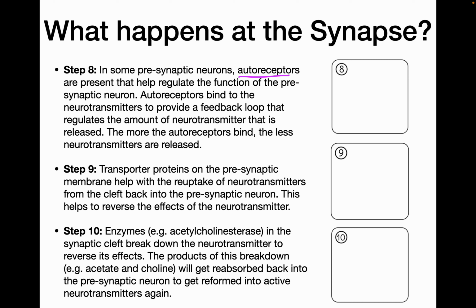Next thing you'll notice is we have transporter proteins, and these help with what is called reuptake. So we want to recycle that neurotransmitter, not make it again every single time. We take it back up into the presynaptic neuron, which also helps to reverse the effects. Remember, we want a quick, complete, clear signal and then end it, so we're ready to reset for the next signal.